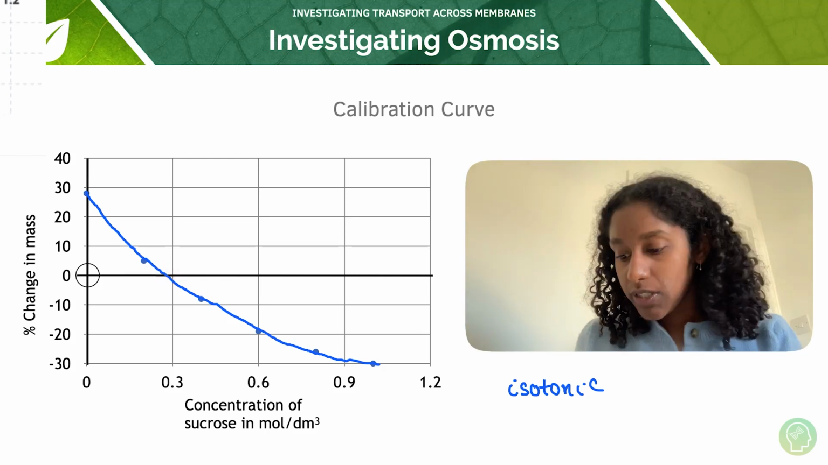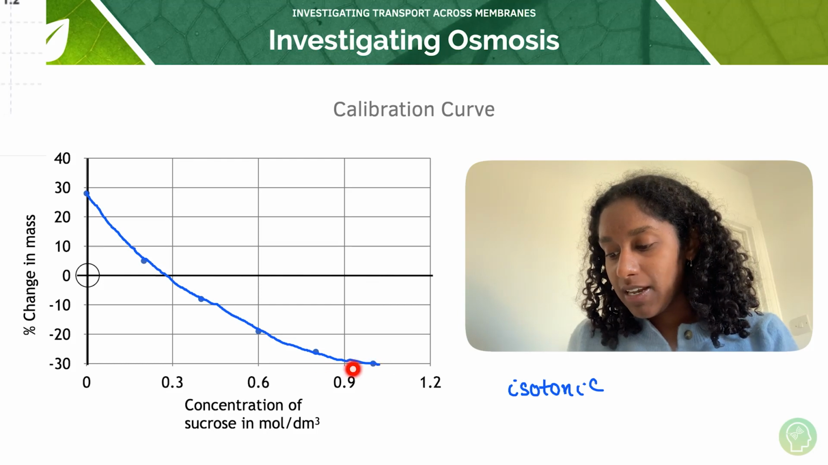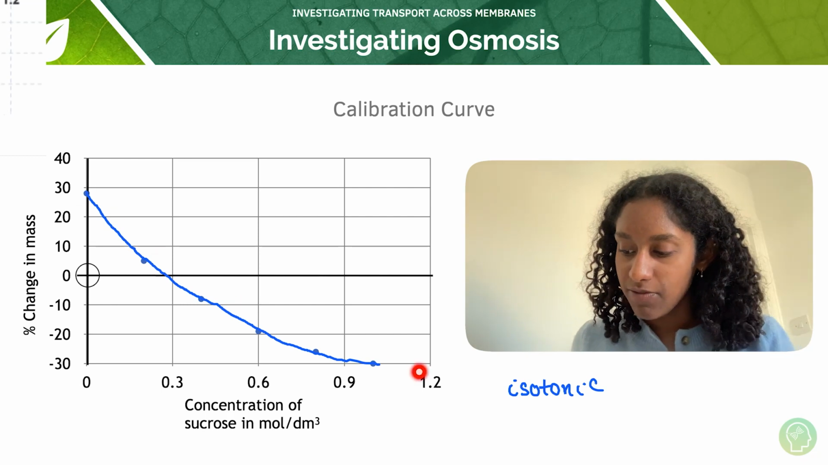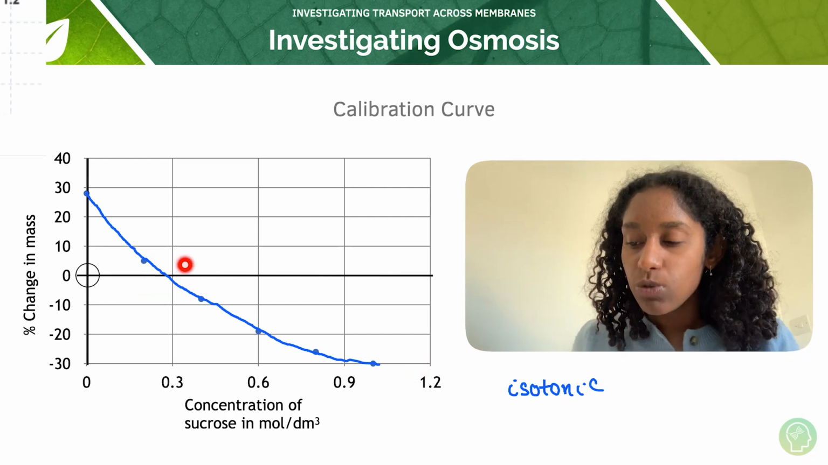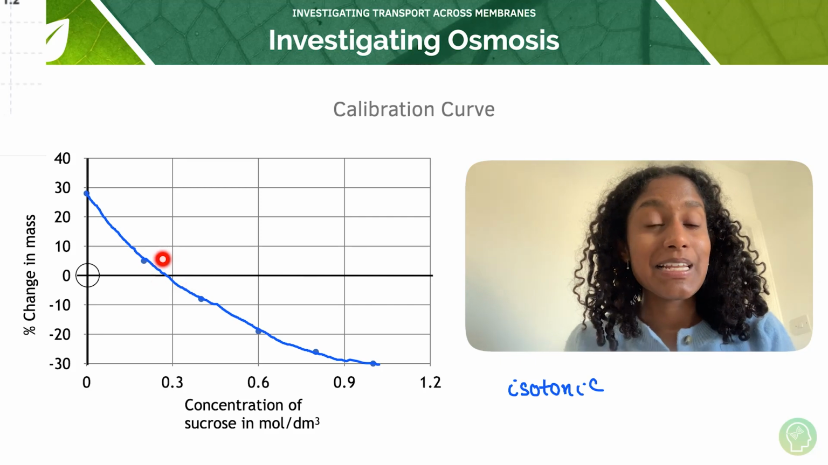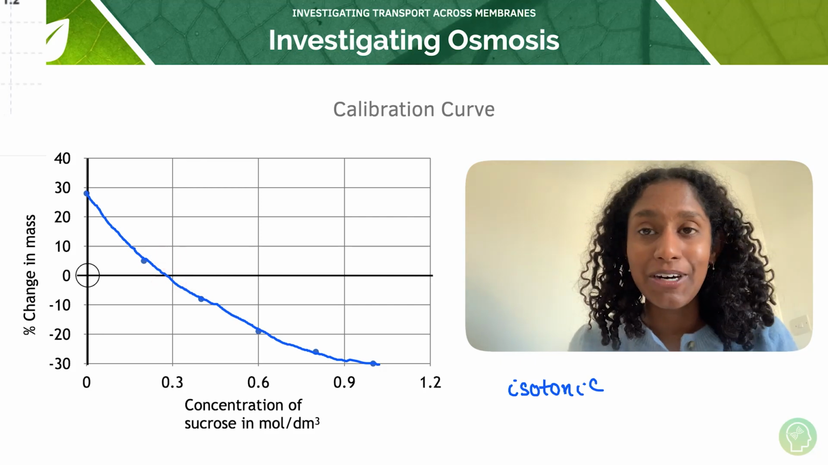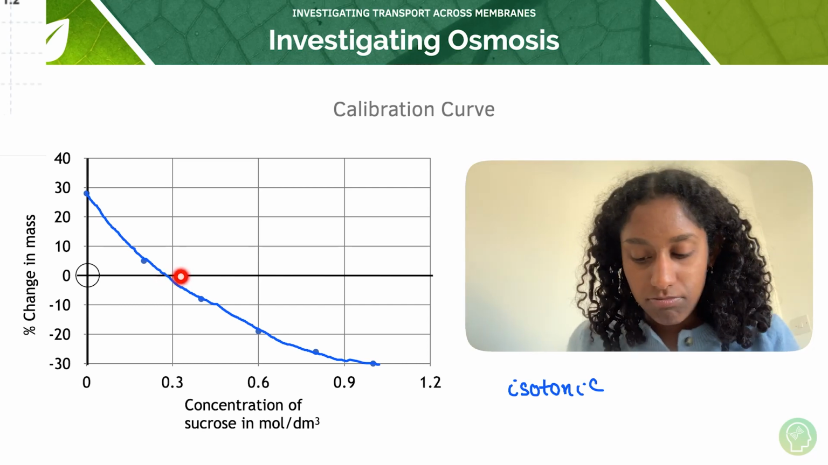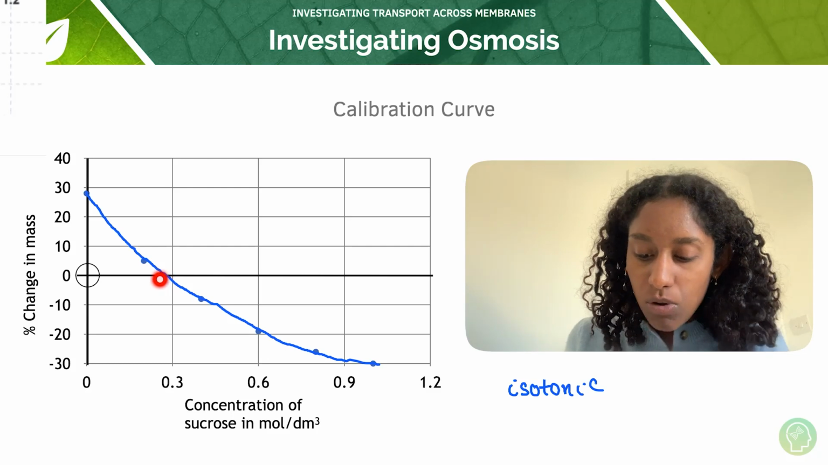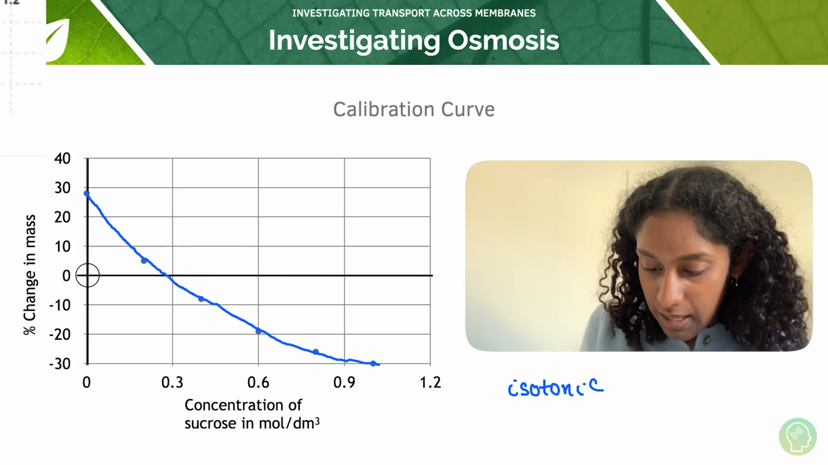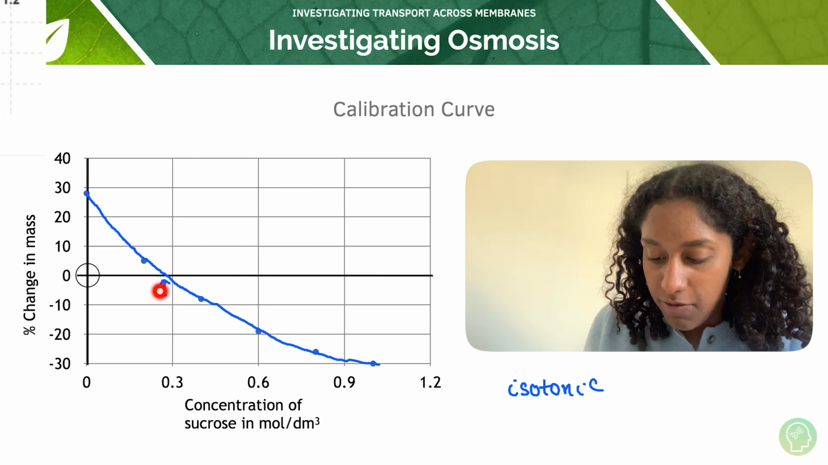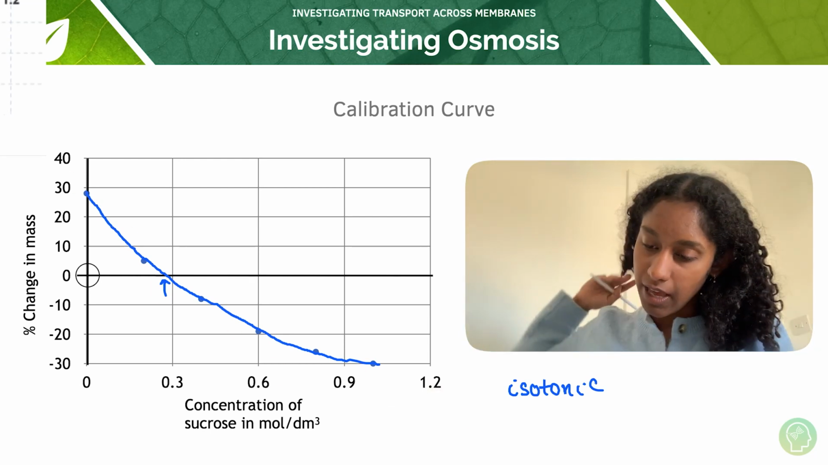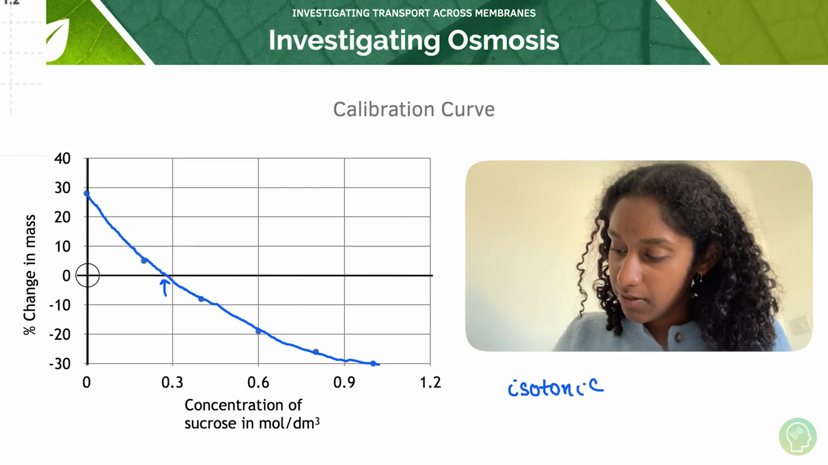And you should also see that the line of best fit levels off at the last point. So the point at which this line of best fit crosses the x-axis is the concentration of sucrose inside the potato cylinder. So that's really neat, that's really smart. And so you can see here it's probably about 0.28 moles per decimetre cubed, because we can see that it's this point here where our line of best fit crosses our x-axis. Okay, so that's our calibration curve explained.